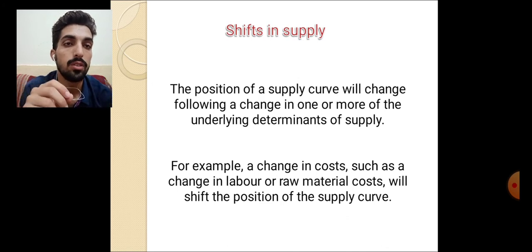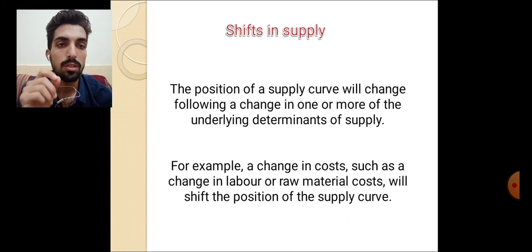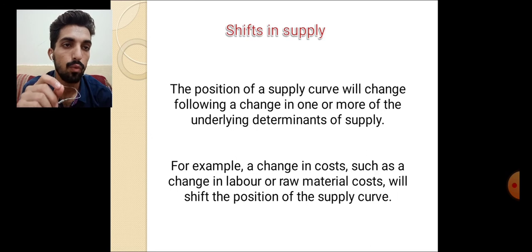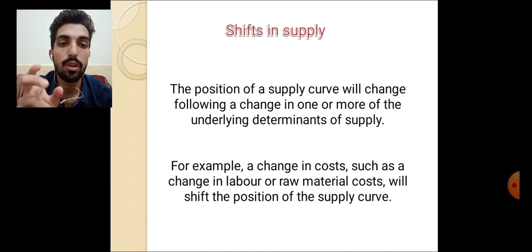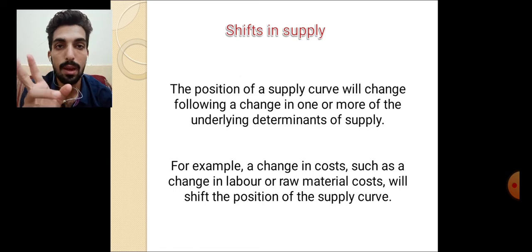Now I'm going on to shift in supply. The position of the supply curve will change following a change in one or more of the underlying determinants of supply. For example, a change in cost, such as a change in labor or raw material costs, will shift the position of the supply curve.